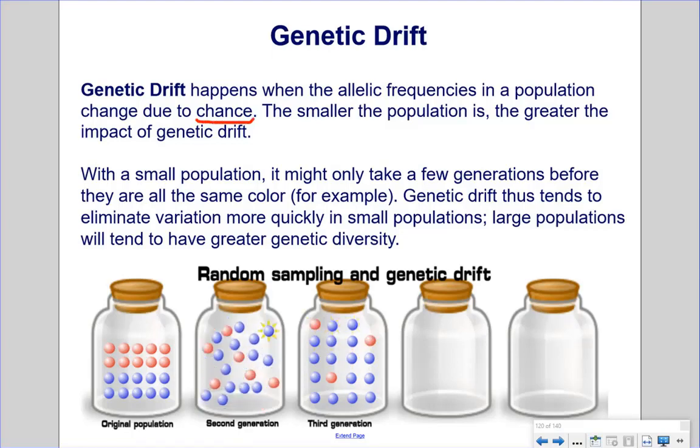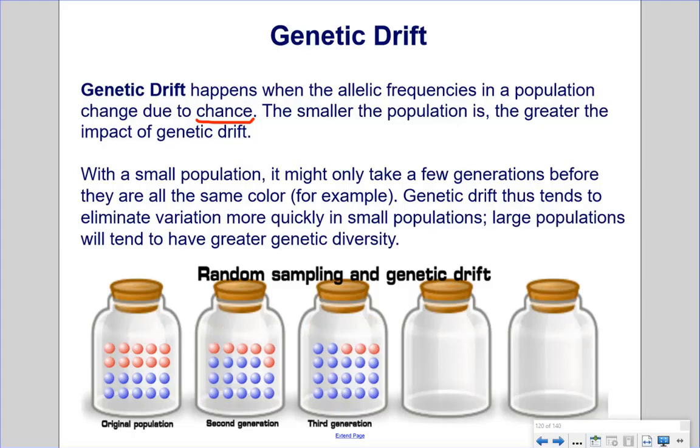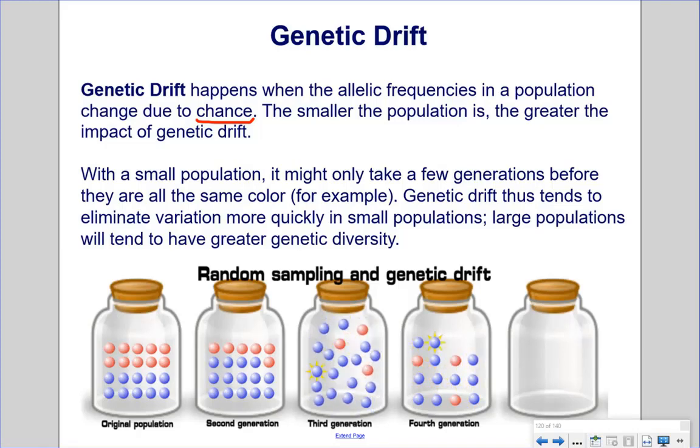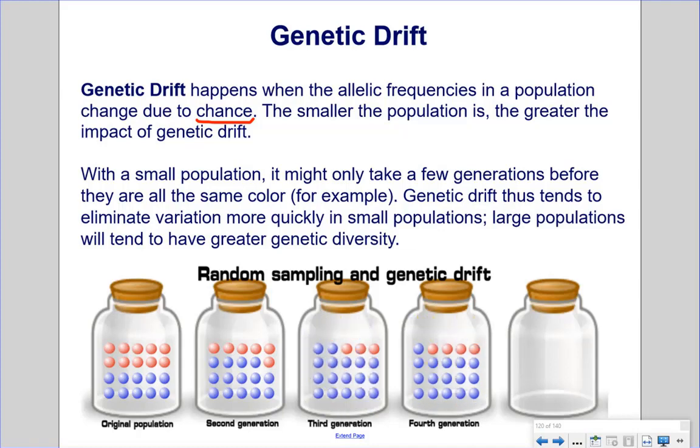The smaller the population is, the greater the impact of genetic drift. With a small population, it might only take a few generations before they are all the same color, in the example shown down here. Genetic drift thus tends to eliminate variation more quickly in small populations. Large populations will tend to have greater genetic diversity.